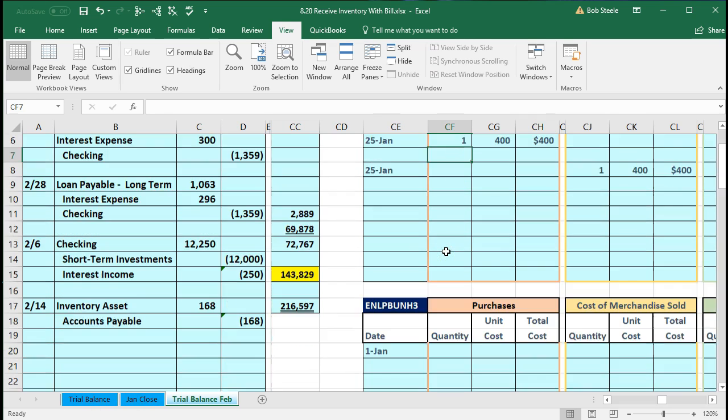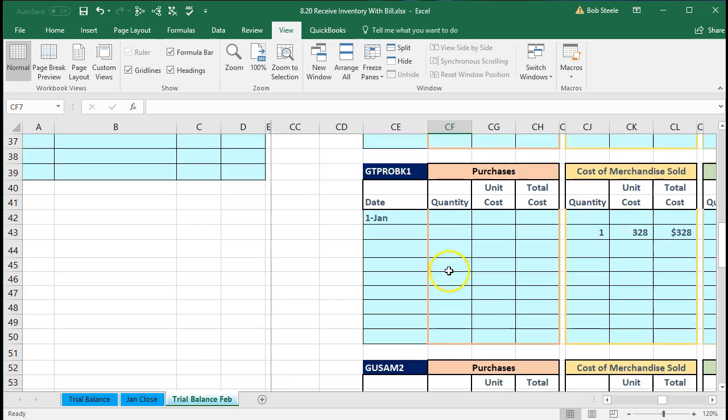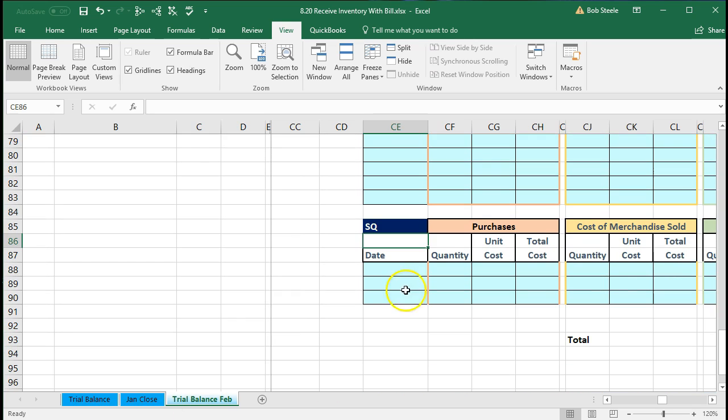So we're going to scroll all the way down. I believe this is a new guitar type. So we're going to scroll all the way down to the bottom. And here we are. So this is our new area. It's in CE88. We're going to put the date of 2/14.